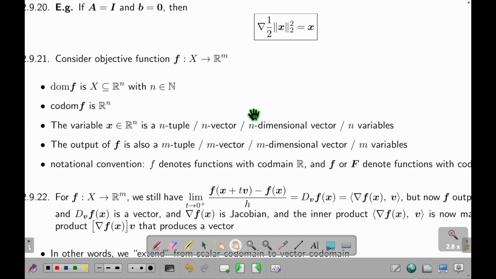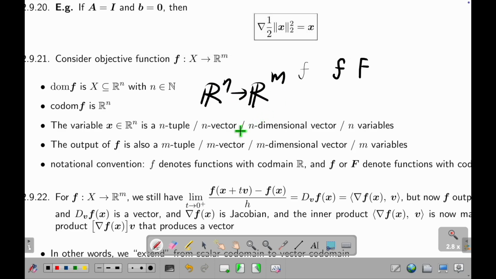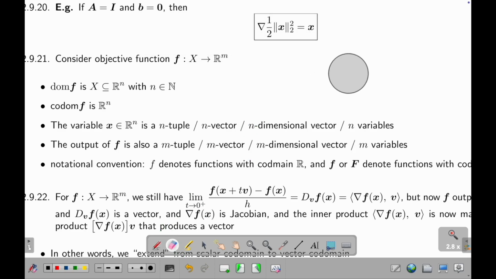And here are some notational details. I always use bold f to mean the output is also a vector. This thin f is output is scalar. This is vector output, or I use this, okay? These are vector outputs. So this thing means what? An Rn to Rm function.